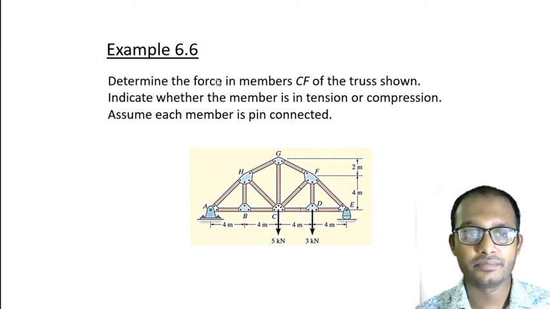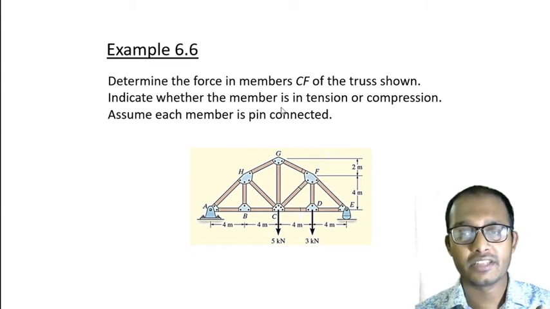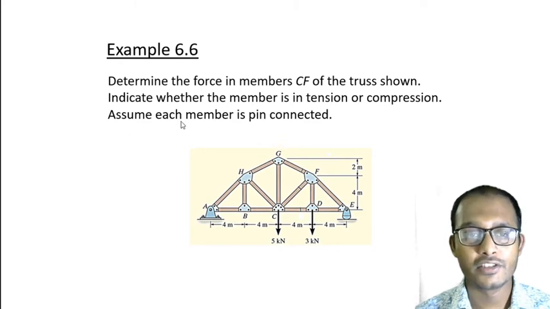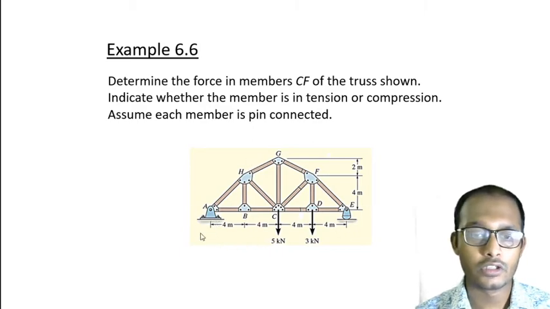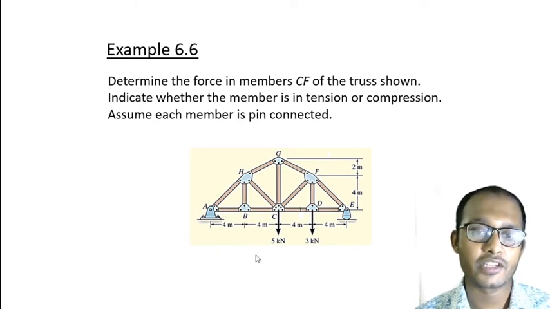It's interesting. Determine the force in member CF. So it wants us to determine the force at CF. Indicate whether the member is in tension or in compression. Assume each member is pin connected. So yes, definitely we need to assume that it's pin connected. At first we need to draw the free body diagram, and we need to identify the reaction forces.